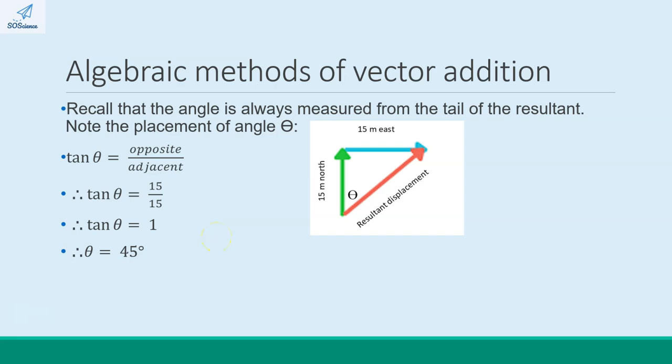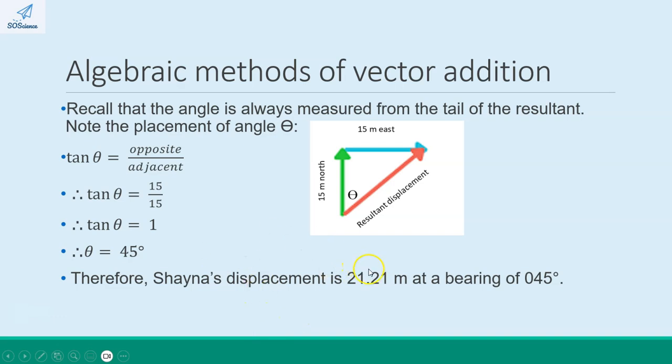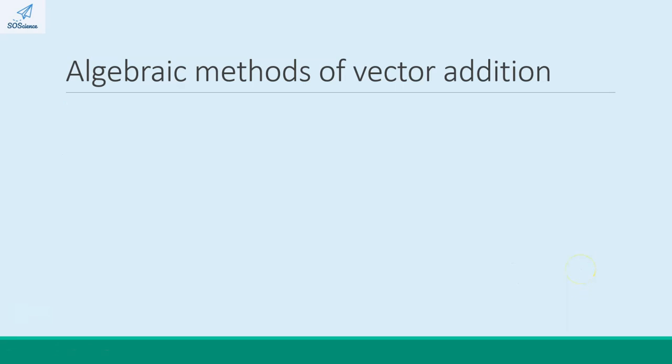Now, remember that for direction, we use the bearing method, which means from north, going clockwise until we hit our vector. So in this case, the bearing is 45 degrees. So that means that Shayna's displacement is 21.21 meters at a bearing of 045 degrees, because remember that using the bearing method, you always have to display 3 digits.